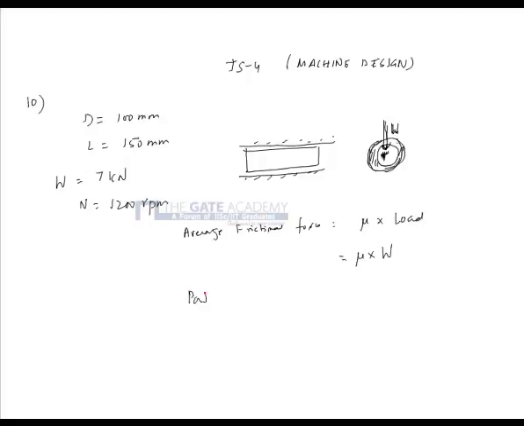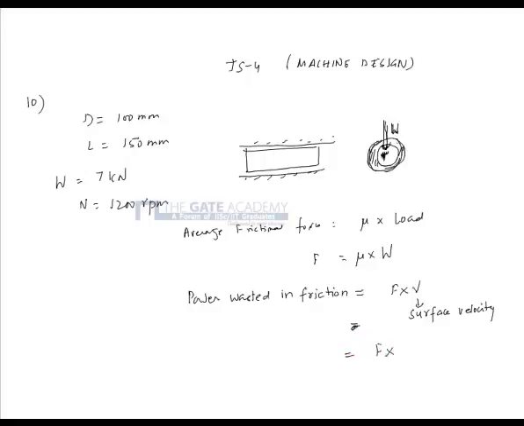And so the power wasted in friction will be my average frictional force F into the surface velocity. The surface velocity of any point on the bearing and on the shaft will be the same.